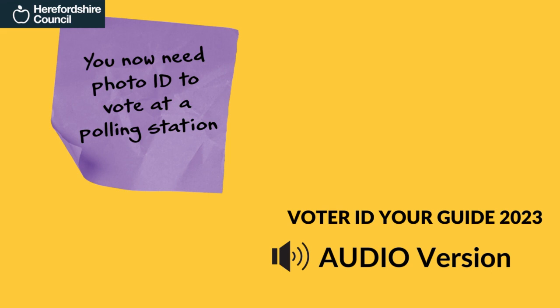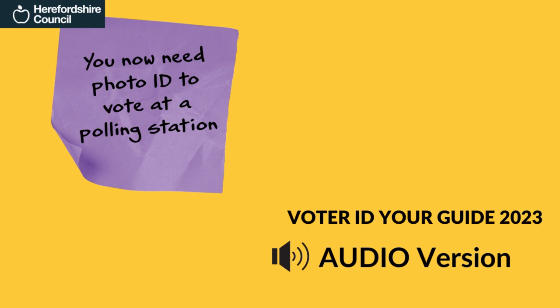If you have a form of accepted photo ID which is out of date, you can still use it to vote at a polling station if it still looks like you. If you don't already have an accepted form of photo ID, or you're not sure whether your photo ID still looks like you, you can apply for a free voter ID document, known as a voter authority certificate. You need to be registered to vote before you apply for a voter authority certificate.